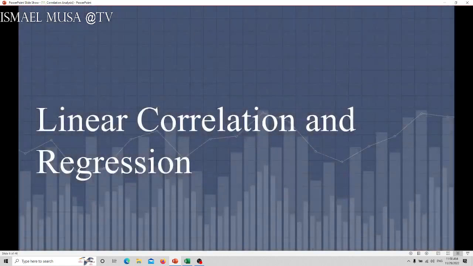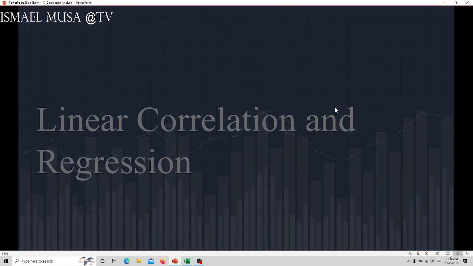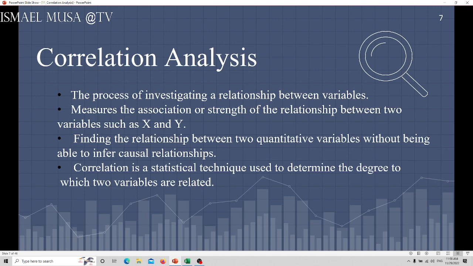Okay. So the next is, let's proceed to linear correlation. Correlational analysis is simply a process of investigating a relationship between variables, usually two variables. Because if you are to correlate more than two variables, you have to use multivariate regression analysis, but we will not go into that. We are concentrating on two variables, one independent, the other dependent. Correlational analysis measures the association or strength of the relationship between variables such as X and Y.